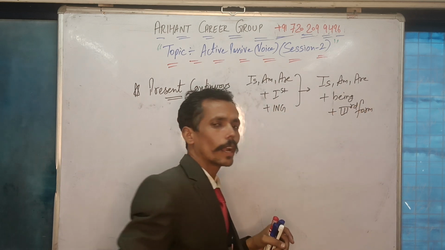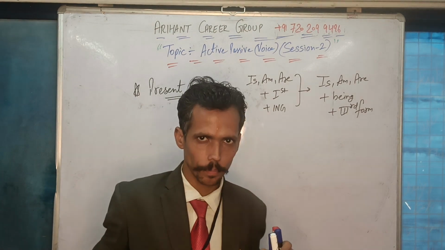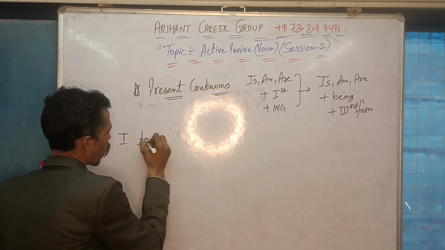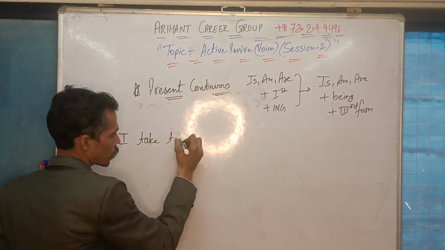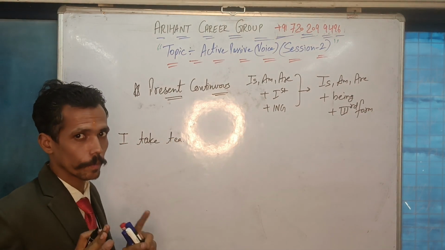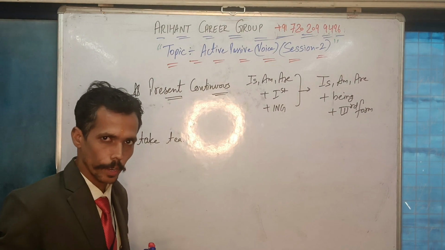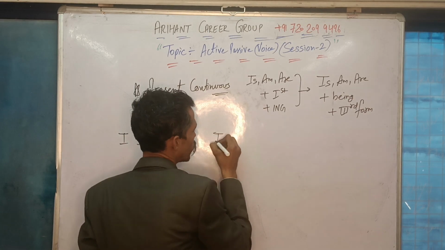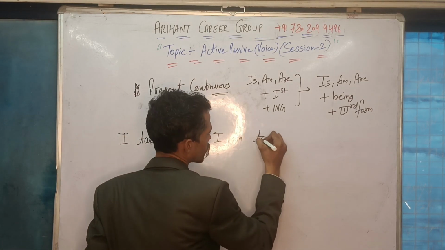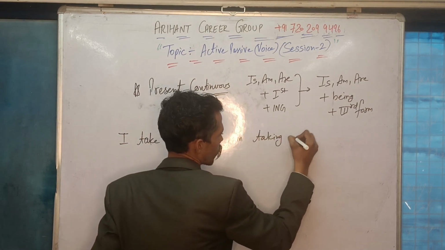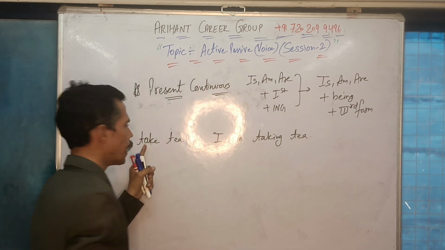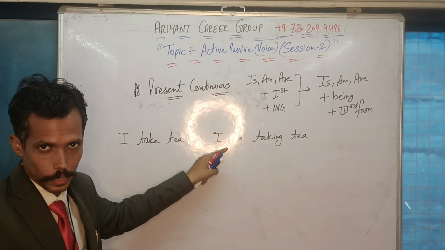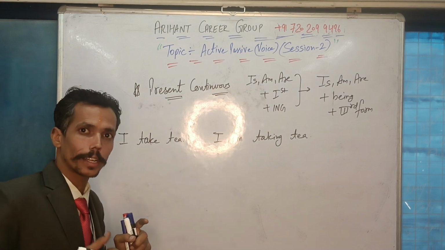So that means if I say I take tea, earlier you learned this sentence. This was in your present indefinite. Now we are discussing present continuous. So now this sentence will become I am taking tea. So this is indefinite: I take tea. This is the process going on: I am taking tea. So this makes the difference from one tense to another.